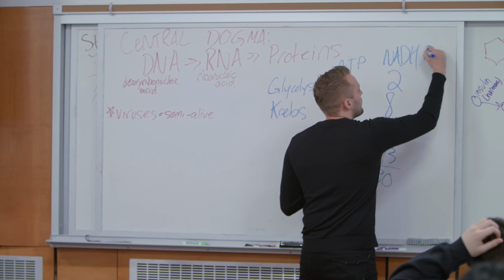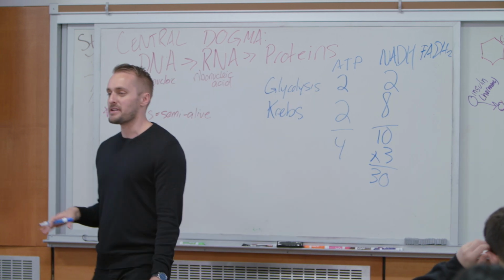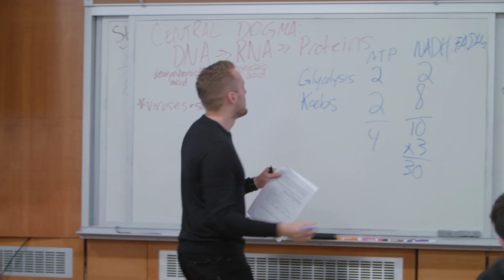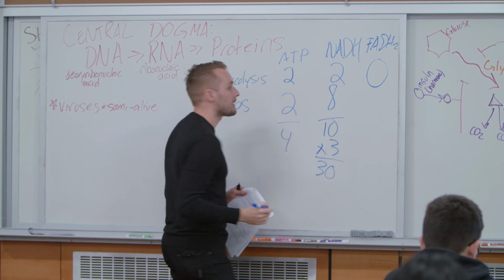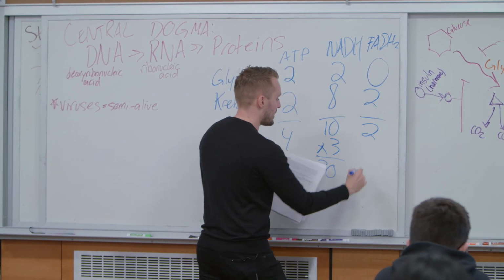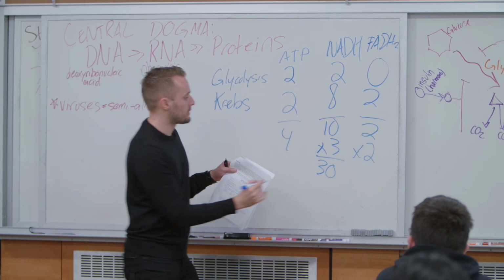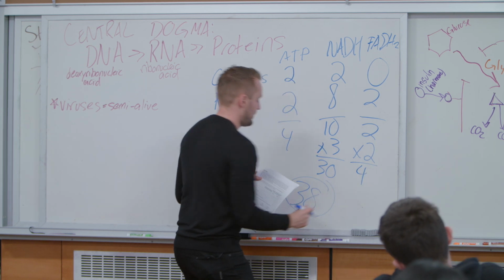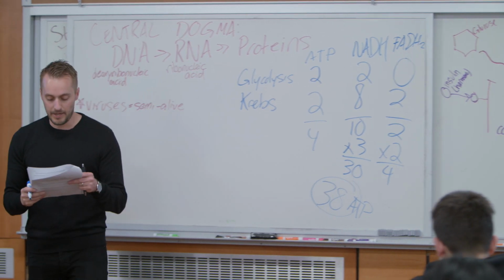Now for FADH2, just FYI, I do not have these numbers memorized, so you don't have to memorize them either necessarily. But for glycolysis, how many did I make? 0. How many did I make in the Krebs cycle? 2. And I'm going to take that number 2 and multiply it by 2, which is 4. Good. So in total, I'm going to make 38 ATP molecules throughout this whole process.